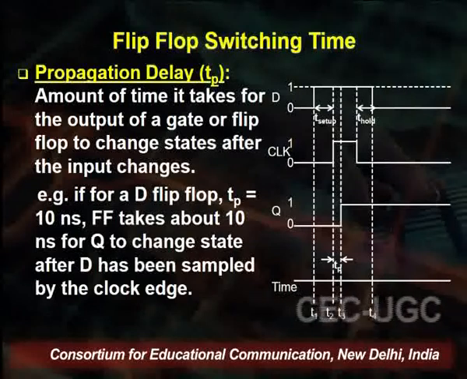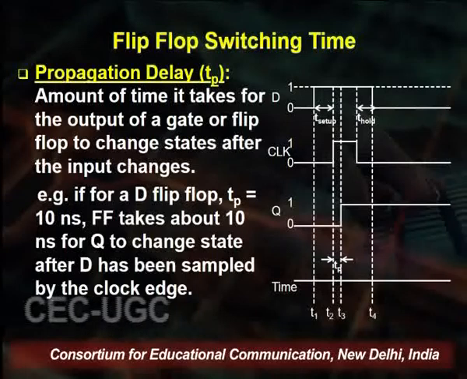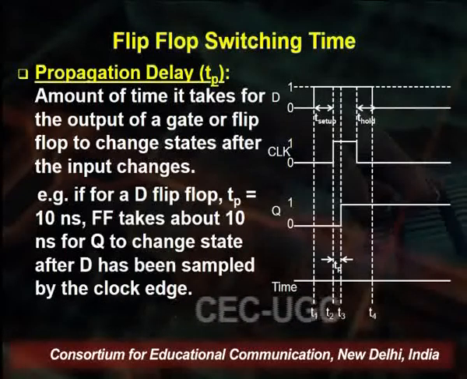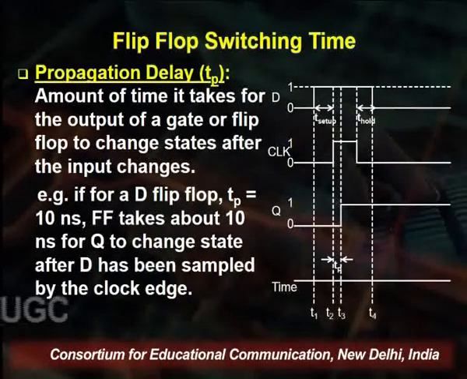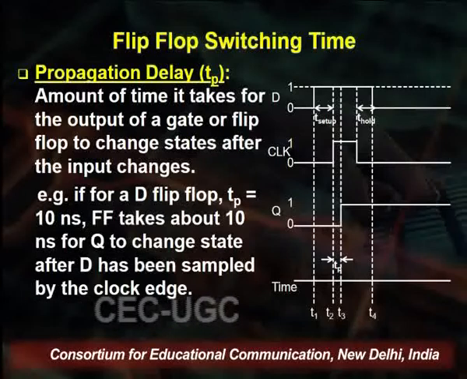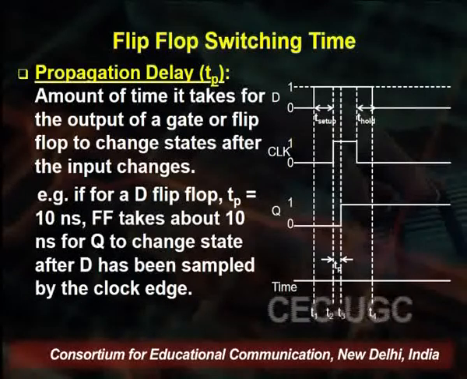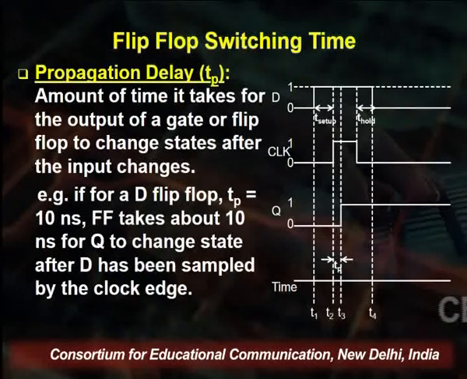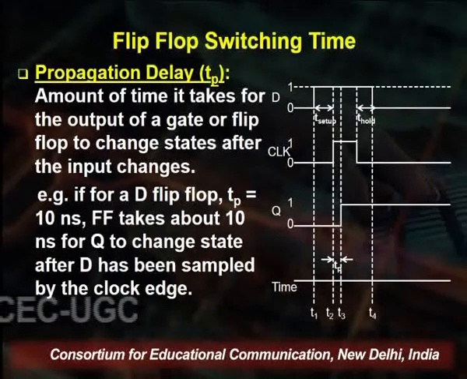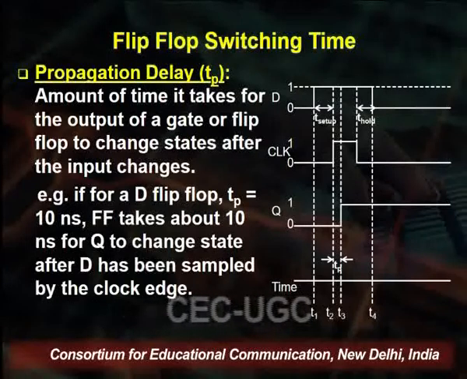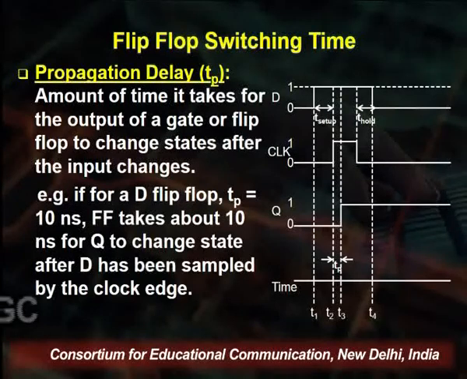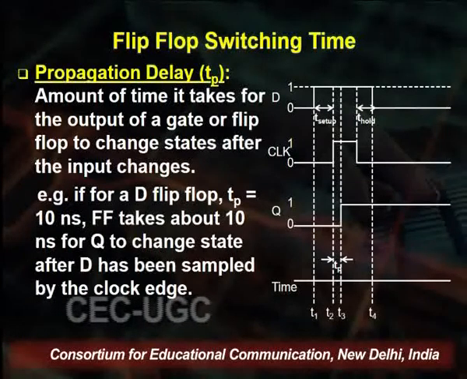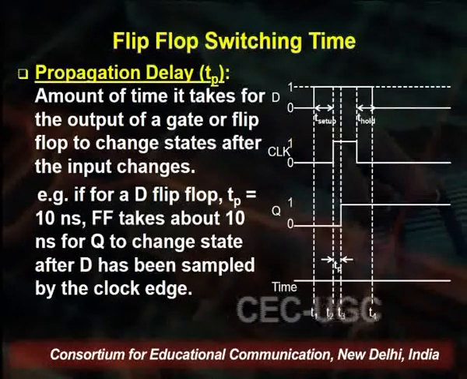There are three types of switching terminology associated with flip-flops. Number one, the propagation delay. Propagation delay is defined as the amount of time it takes for the output of a gate or a flip-flop to change its state after the input changes. For example, typically for a D flip-flop, it takes about 10 nanoseconds for the output Q to change state after the D input has changed.